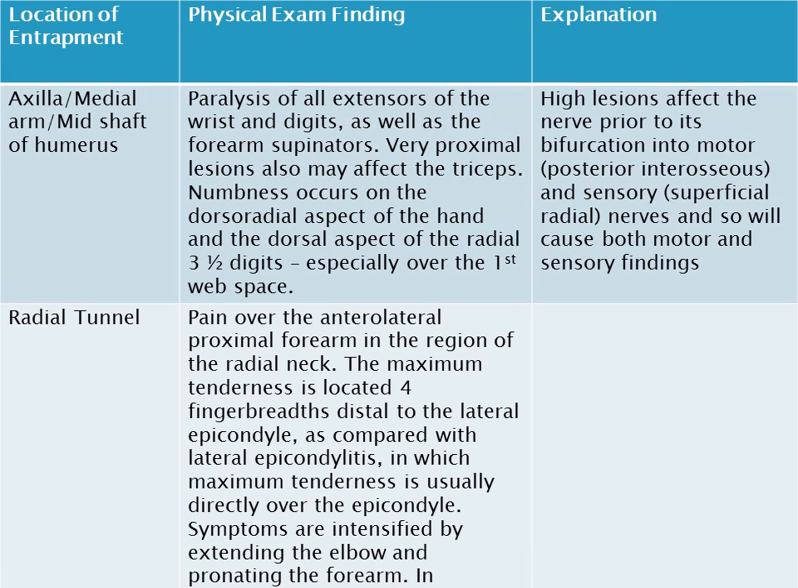And with high radial nerve lesions, for example, an entrapment in the axilla, or in the upper or even the midshaft of the humerus, the so-called high lesion, on physical exam we're going to see paralysis of all extensors of the wrist and the digits, including the thumb. And we're going to see paralysis of forearm supinators.